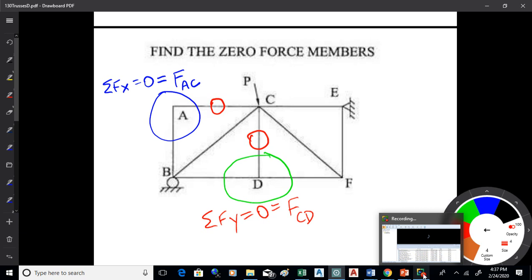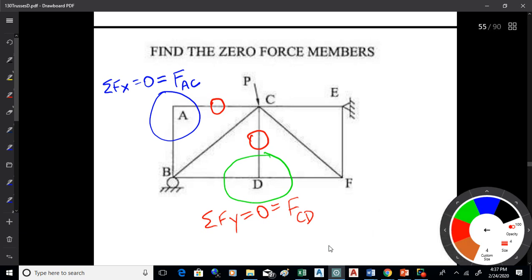Okay. And I can look at joint D, and I can get the fact that the sum of Fy is 0 there, so CD is 0.